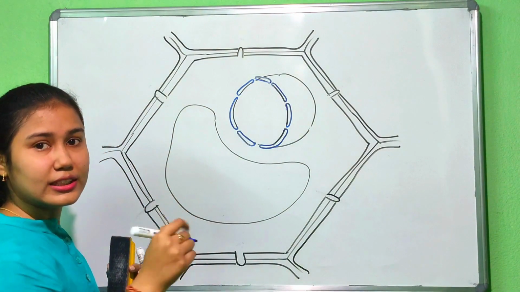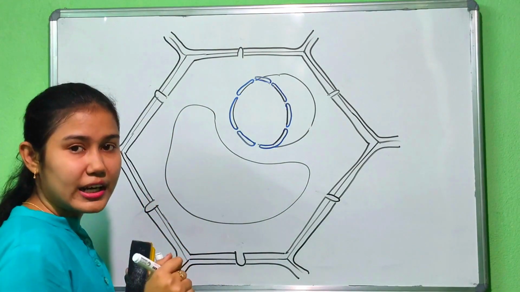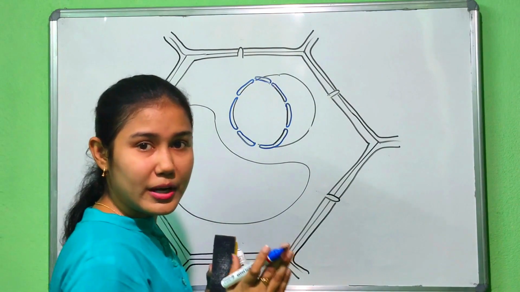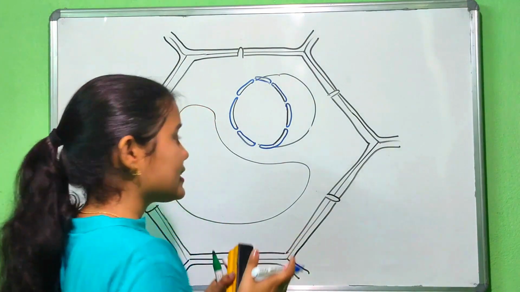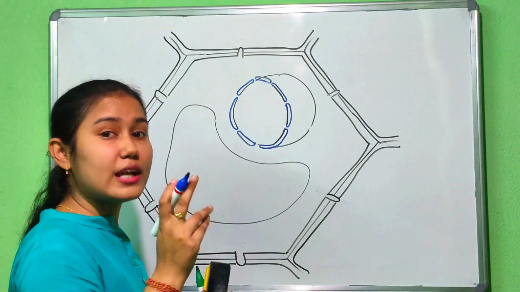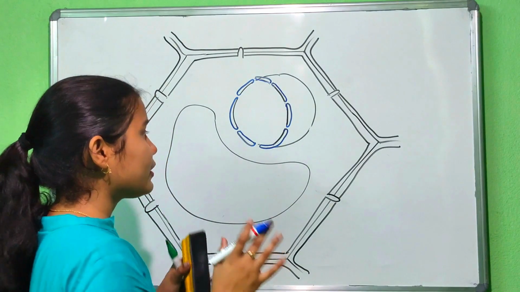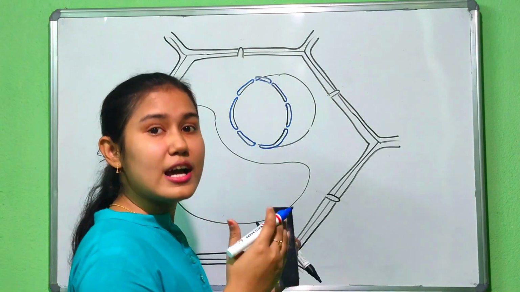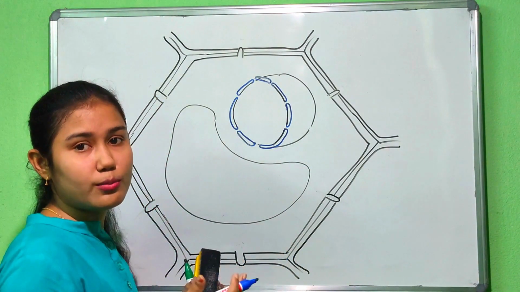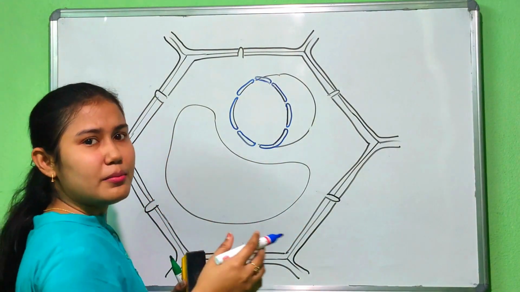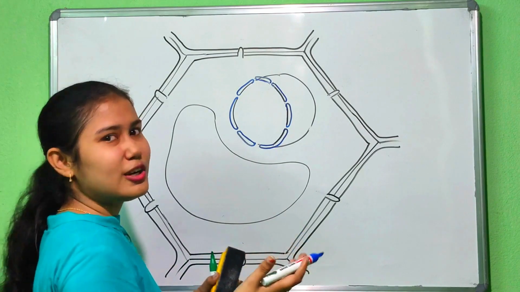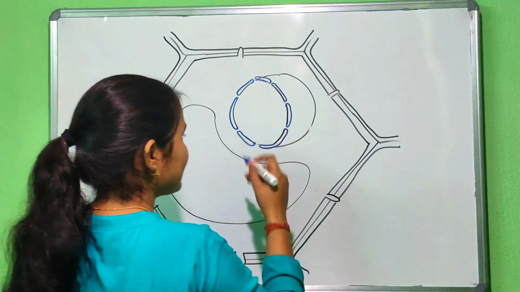Surrounding the nucleus is the endoplasmic reticulum. So there are two types of endoplasmic reticulum, rough and smooth. Clear? What is the rough endoplasmic reticulum? Where the ribosomes are present. That kind of endoplasmic reticulum is called rough endoplasmic reticulum, or in short form RER. Okay. So endoplasmic reticulum is a structure similar to H or I. Let's draw this.